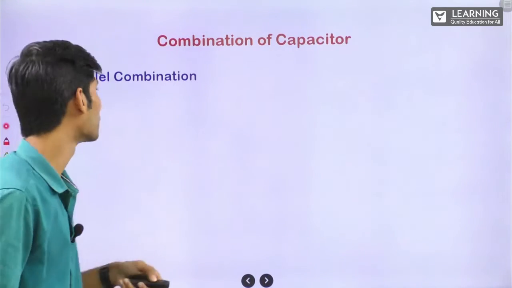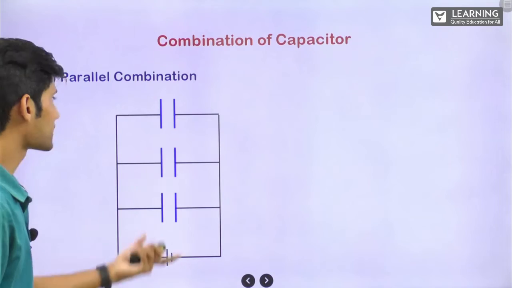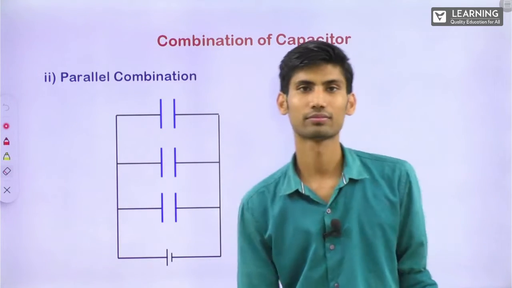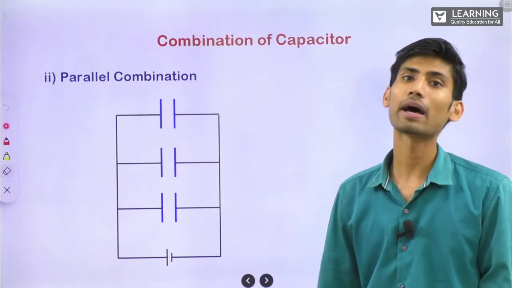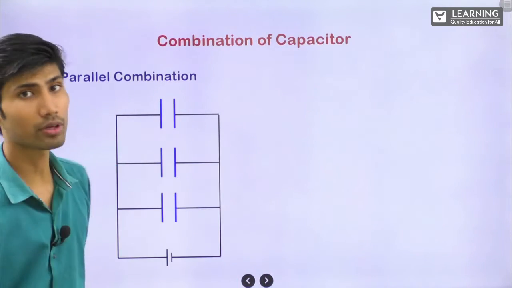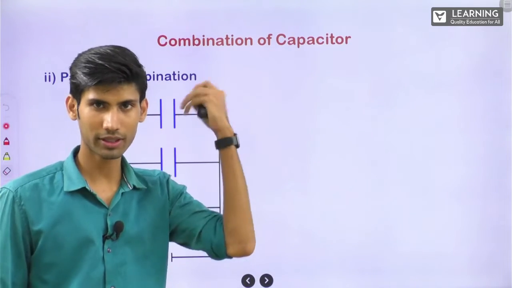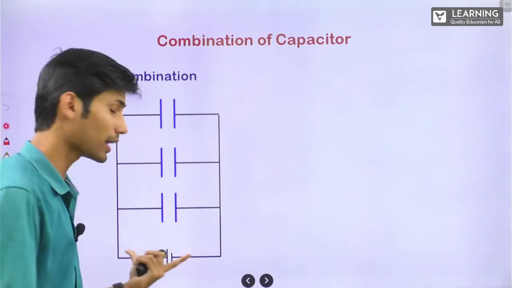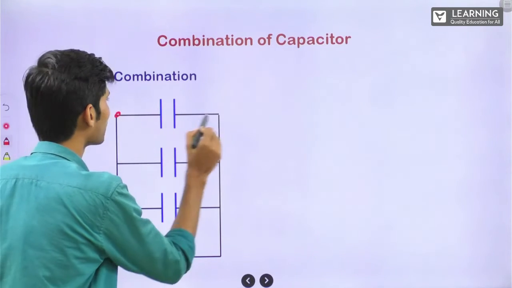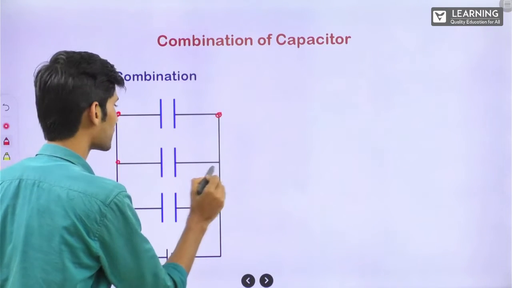Okay? Now, like this, uncharged capacitors, if they are connected in this way, then it is a parallel connection, parallel combination. In a parallel combination, if you remember from 10th standard electricity, the potential difference across all the capacitors is the same.